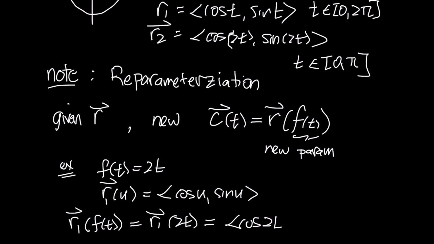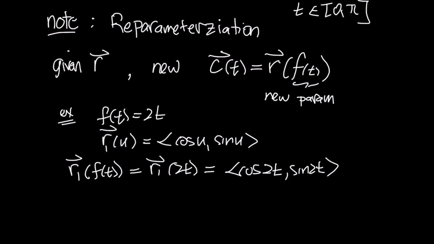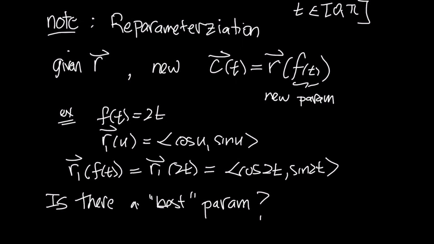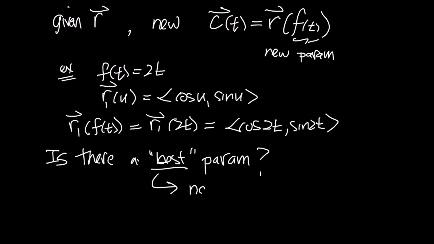Now, the reason that I'm going through this is because if there are infinitely many different parameterizations for a curve, is there a best parameterization? Is there one that we should pick over the other ones? And best perhaps isn't quite the right word. We're going to talk about what is the most natural parameterization to use. And this is a discussion that's going to be related to arc length.